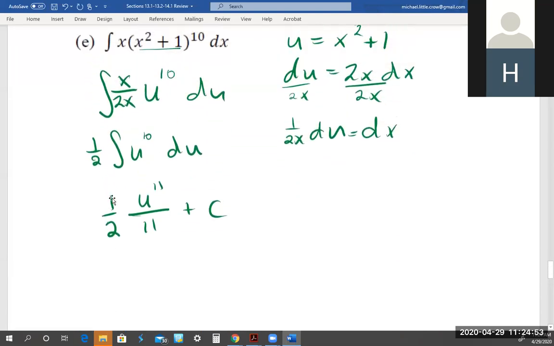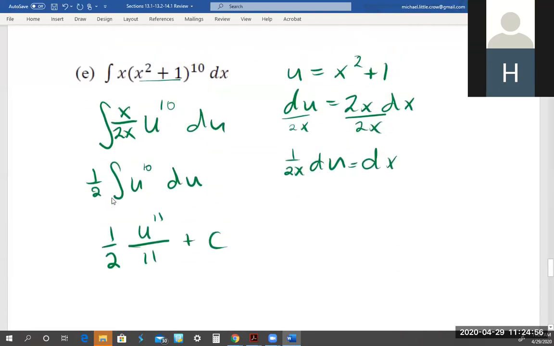And the last step is to back substitute for u. So u is actually x squared plus 1. We'll take 2 times 11, so that gives us 1 over 22 times x squared plus 1 to the 11th power plus a constant.